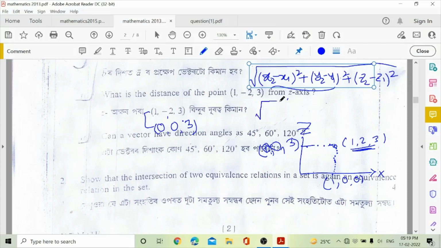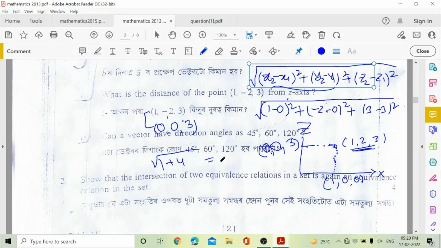So what will be the answer? Let us try to calculate. x2 minus x1 means 1 minus 0 whole square, plus minus 2 minus 0 whole square, plus 3 minus 3 whole square. Correct? So what is the answer then? It will be 1 square, 1 plus 4. Okay, square root of 5 is the answer. Correct? So that is simplified.